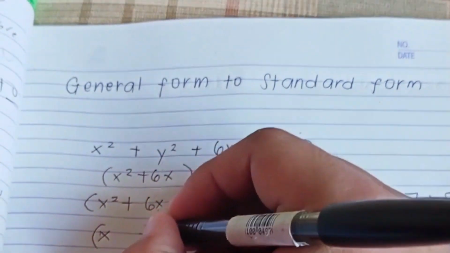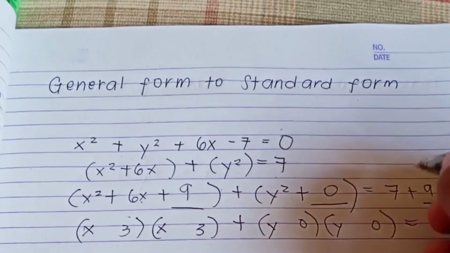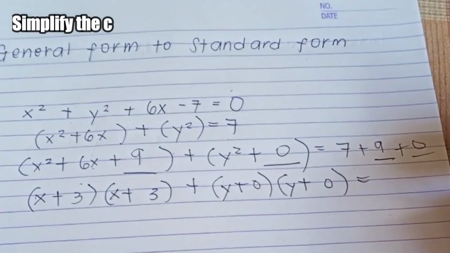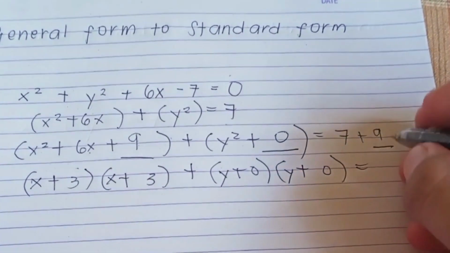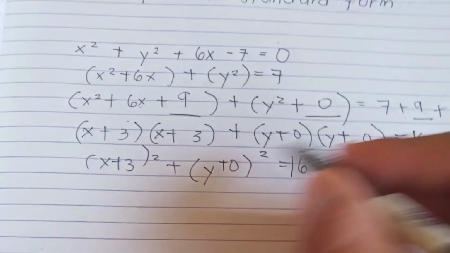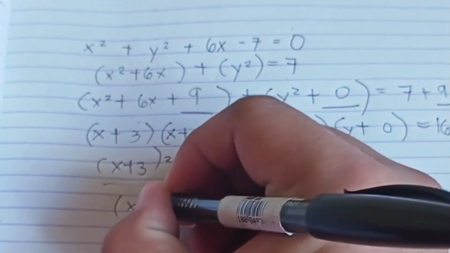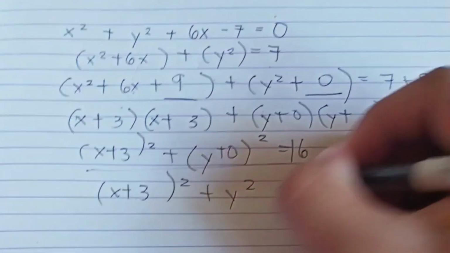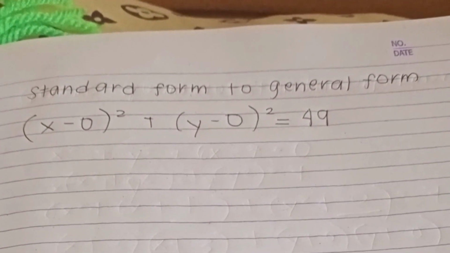x. So it is positive. Then simplify the right side. 7 plus 9 plus 0 is equal to 16. Then we can simplify this into x plus 3 squared plus y squared equals 16.